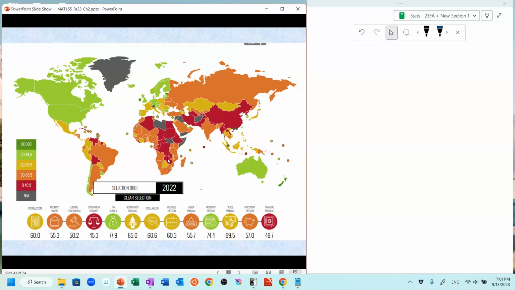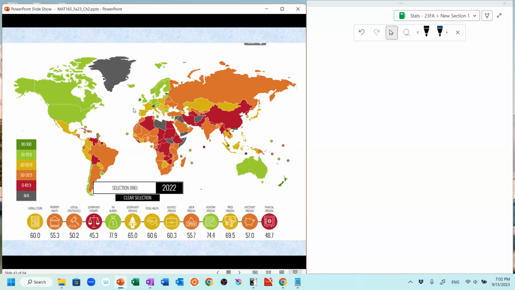This is an example of the Index of Economic Freedom from the Heritage Foundation, just looking at some economics data and how free, in a sense, each country is with their economy and policies and those kind of things. And again, we can see a heat map here. We can see darker red for countries that have lower economic freedom, that are lower on this index.